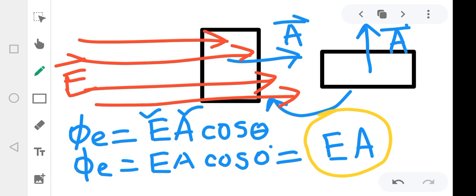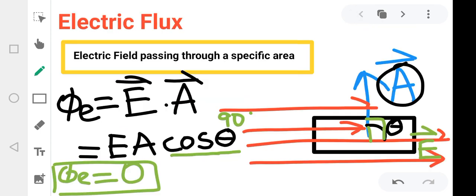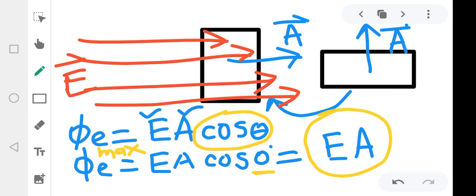As we know that the maximum value of cos of theta is 1. So in this case we are getting the maximum value of electric flux. Why? Because the maximum value of cos of theta is 1, and for 0 degree, cos 0 is 1, which is maximum. If it is 90 degrees, it will be minimum, as we saw in the previous case, and if it is 40, 50, 60 degrees, it will again be less than 1. So in those cases, the electric flux will be less than this EA. In this case, the electric flux is maximum.